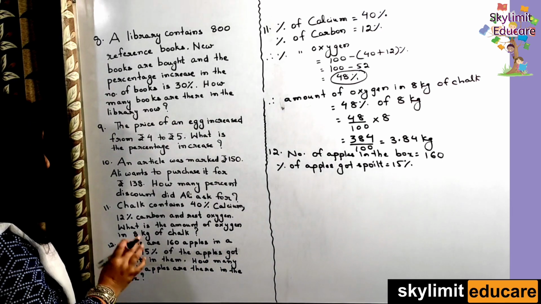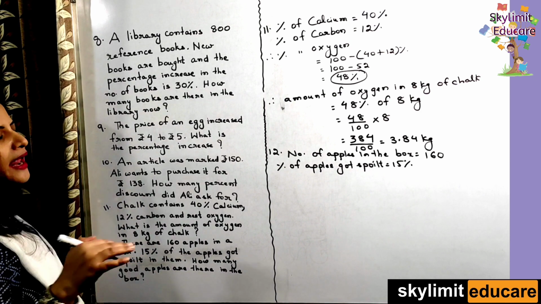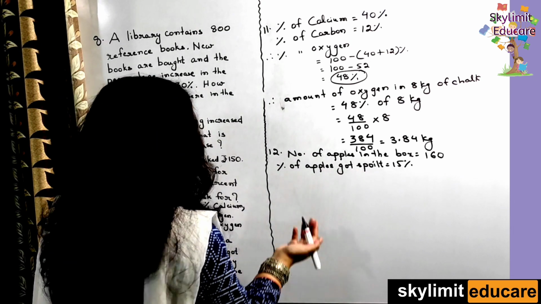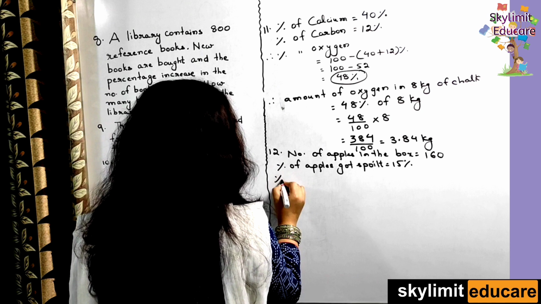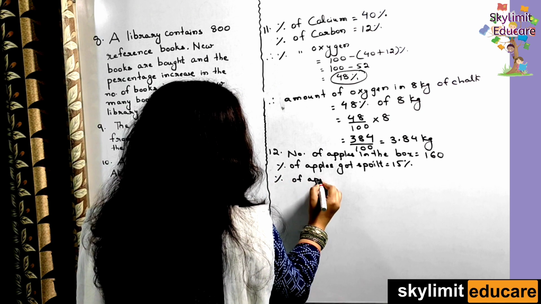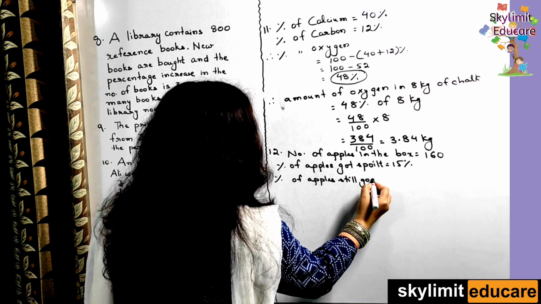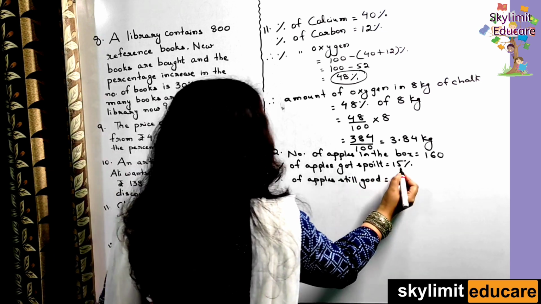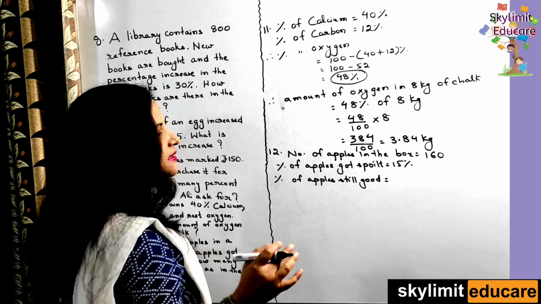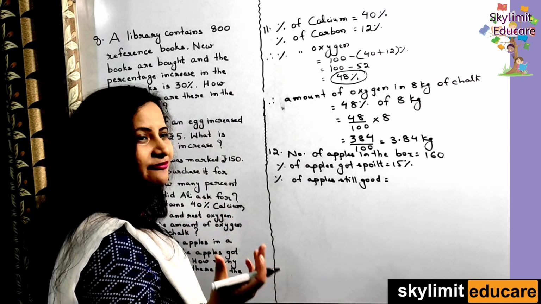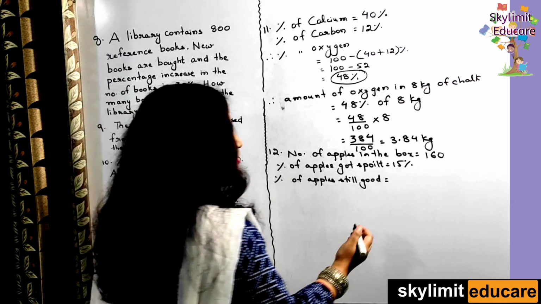So after being spoiled, how many good apples remain in the box? That is our question. Okay, so let's first find out the percentage of apples still good. So that will be how much? If 15% are spoiled, then obviously 85% are good apples. Okay, so let us find it out.